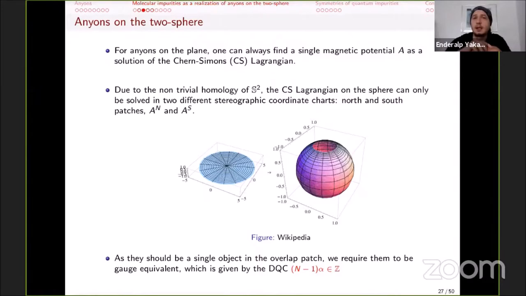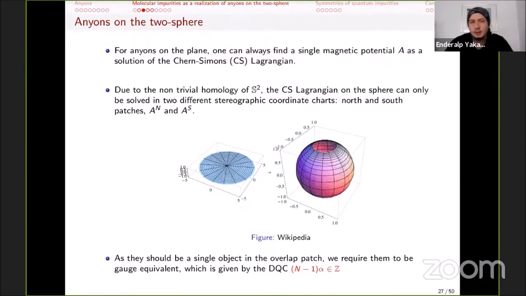And this equivalence is secured by the so-called Dirac quantization condition. And this is where, in fact, the statistic parameter depends on the geometry. As you see, for example, in the sphere case, the statistic parameter can assume only certain values. In the plane case, this statistic parameter alpha can assume values from 0 to 1, but on the sphere it also depends on the number of particles. For example, if you have just two particles, then the statistic parameter is again just an integer.